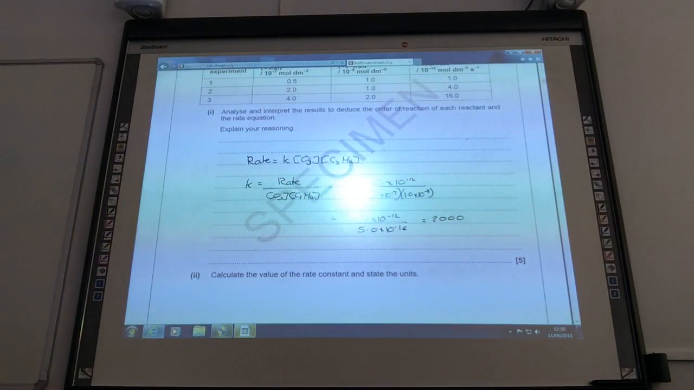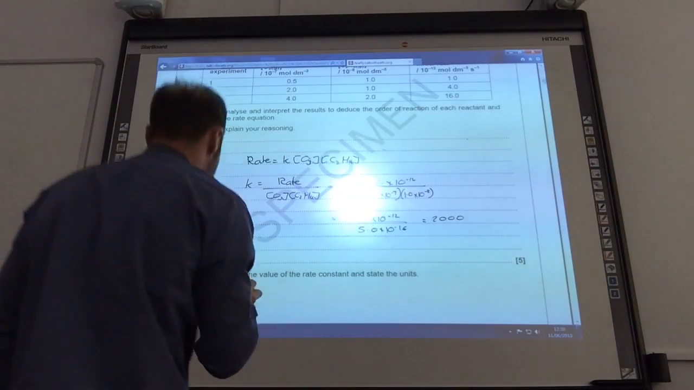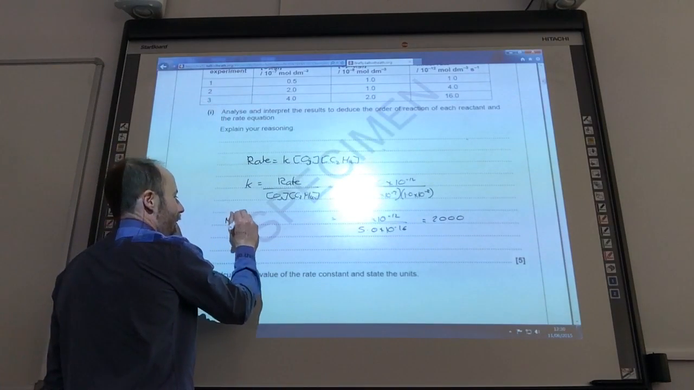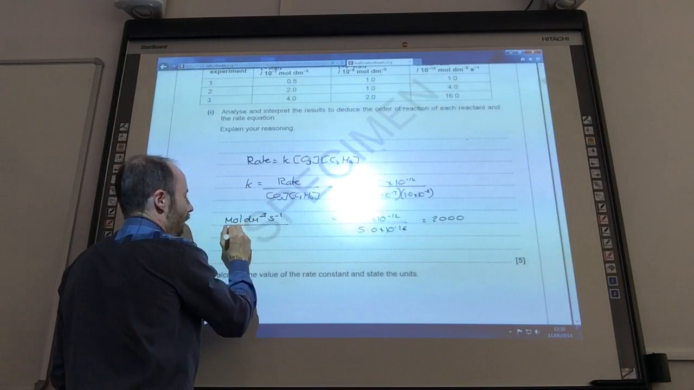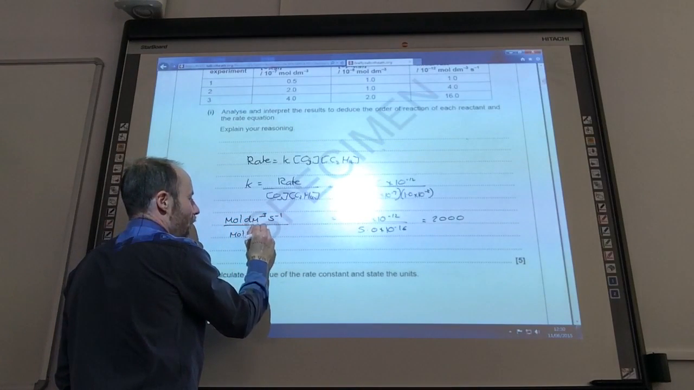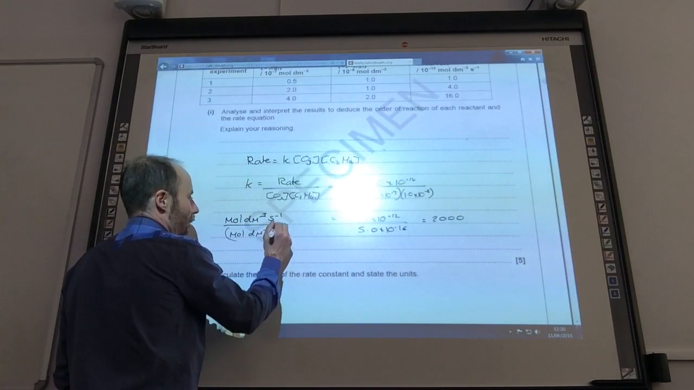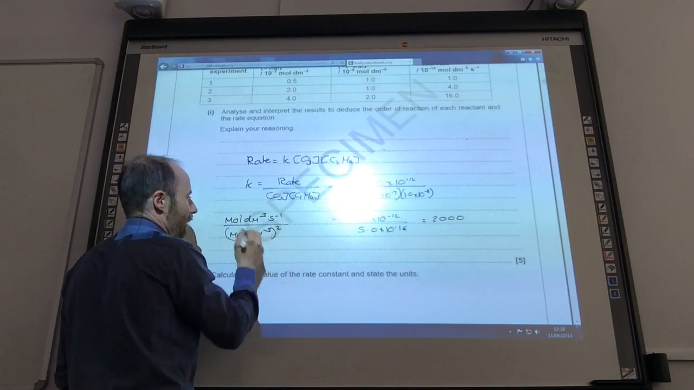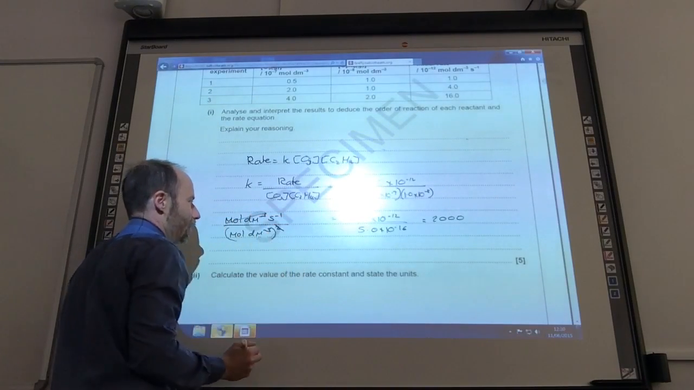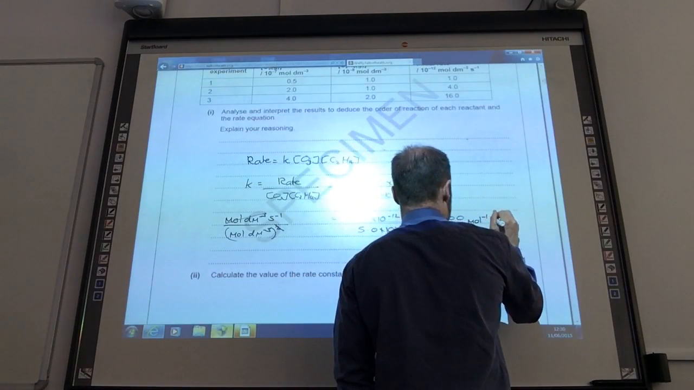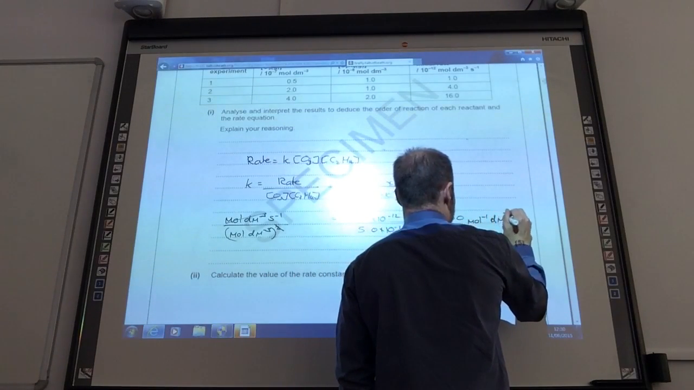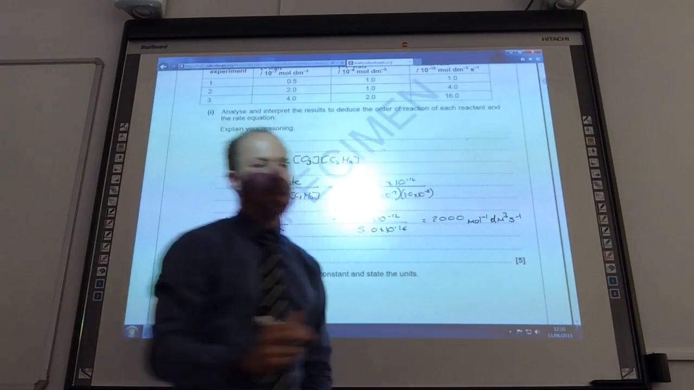I now need to work out my units. Rate is in moles per decimeter cubed per second. Concentration is in moles per decimeter cubed, and I've got 2 times that squared. That's going to do that. So it's going to end up being moles to the minus 1 decimeters cubed seconds to the minus 1.